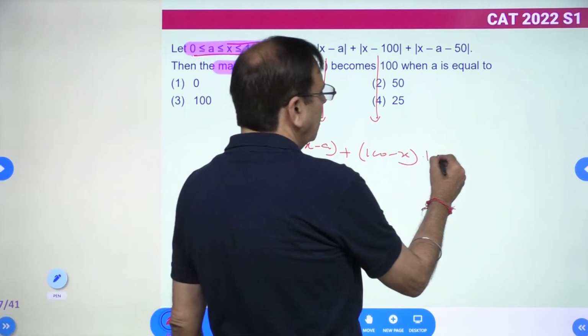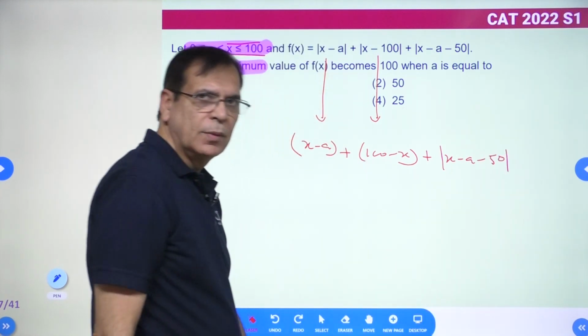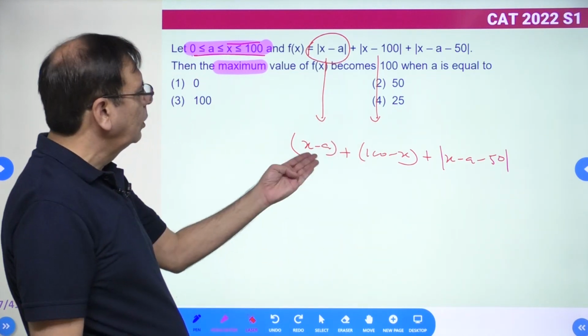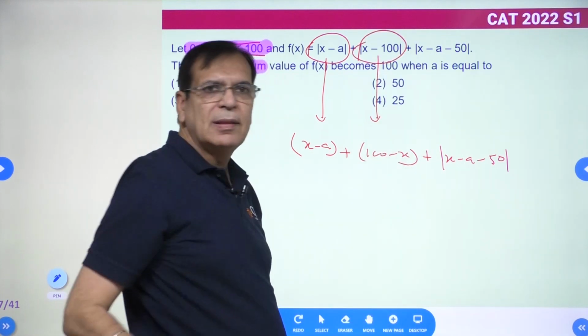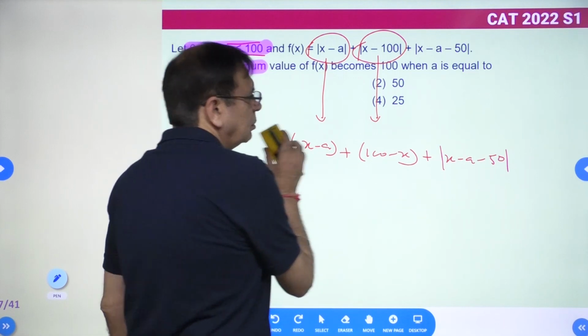Here we cannot say anything. But the important thing to understand is x is always greater than or equal to a, so you will have only one case here. Similarly, x is always less than or equal to 100, so you will have only one case out here. Okay. So let's solve it now.